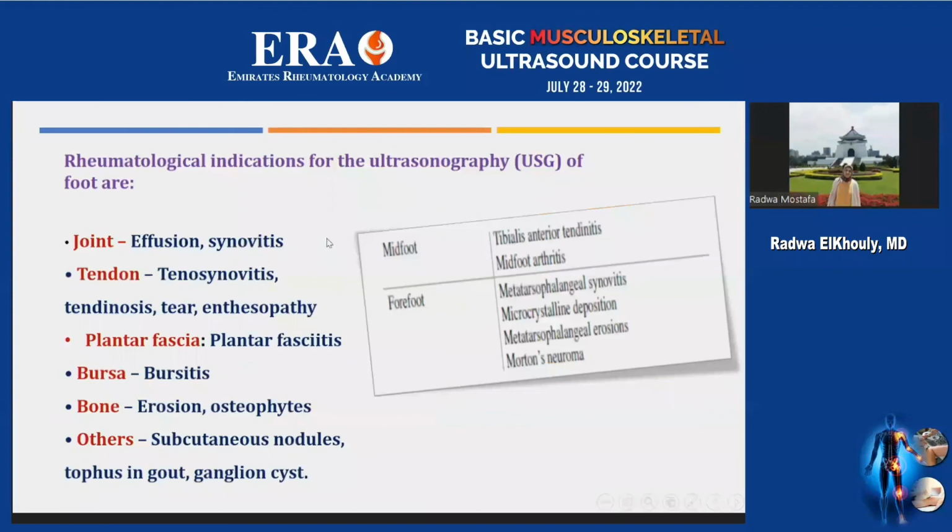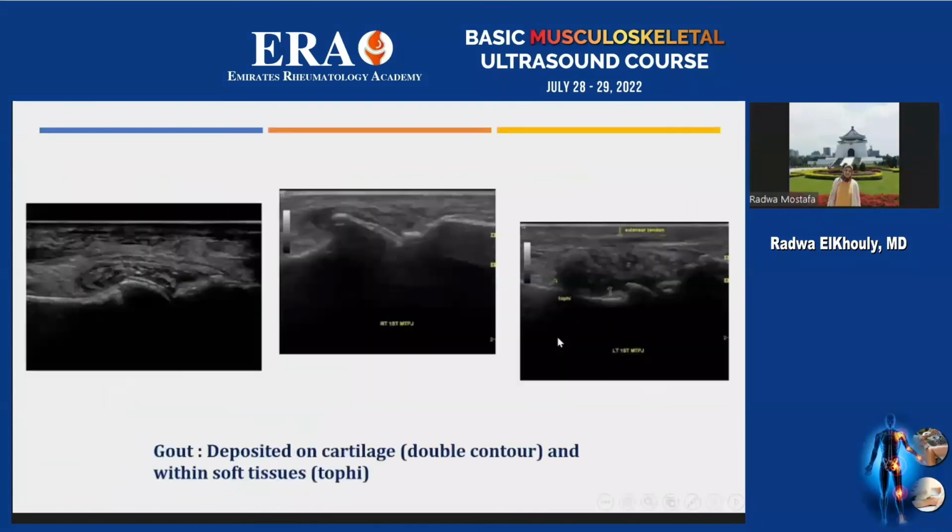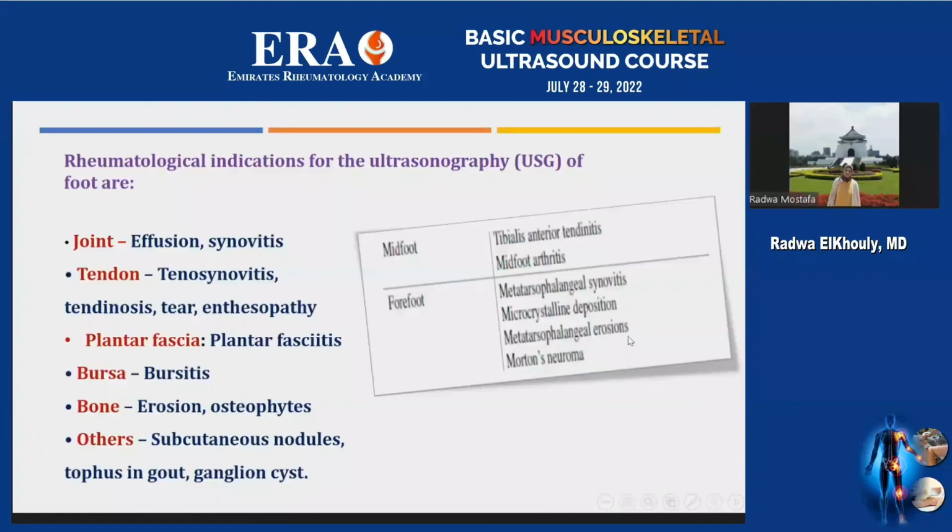Finally, why are we scanning the foot? Rheumatological indication for any joint: we have to assess effusion or synovitis. For tendon, we have tenosynovitis, tendinosis, enthesopathy. For plantar fascia, specifically plantar fasciitis, bursitis. For bone, we have erosion or osteophytes. Others: subcutaneous nodules, tophi, or ganglionic cysts. For the midfoot, we have tibialis anterior tendinitis or midfoot arthritis. For the forefoot, we have metatarsophalangeal synovitis, microcrystalline deposition of tophi, metatarsophalangeal erosion, and Morton's neuroma.